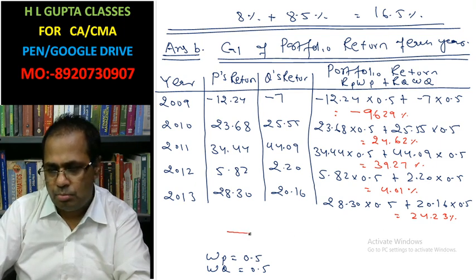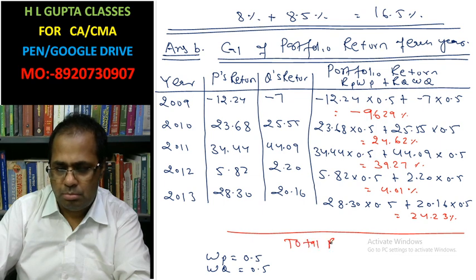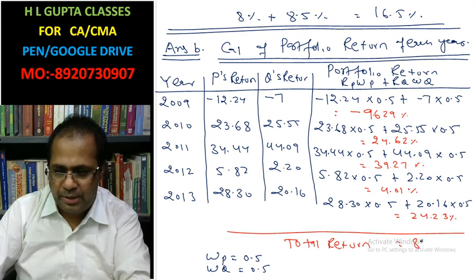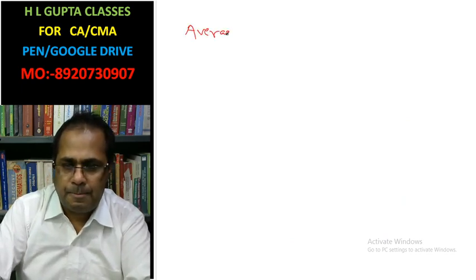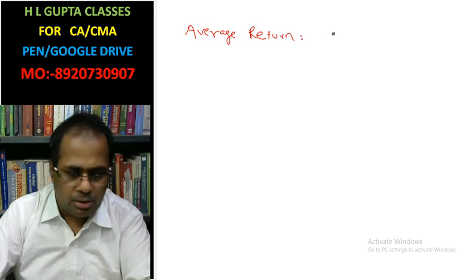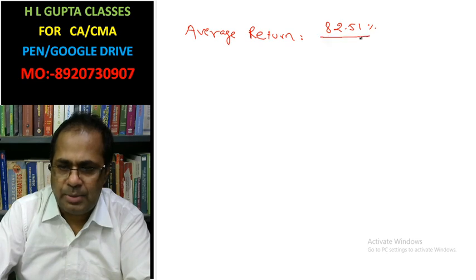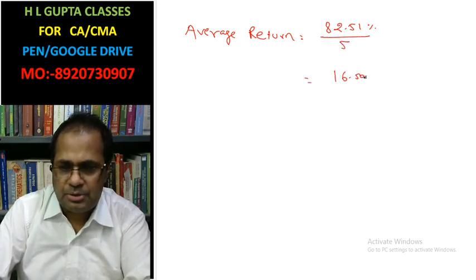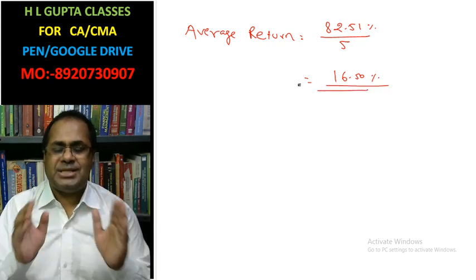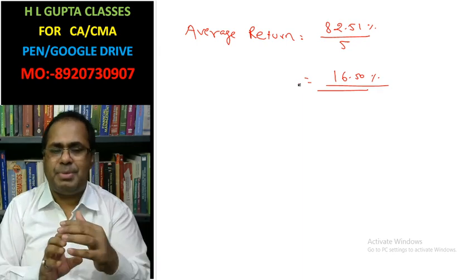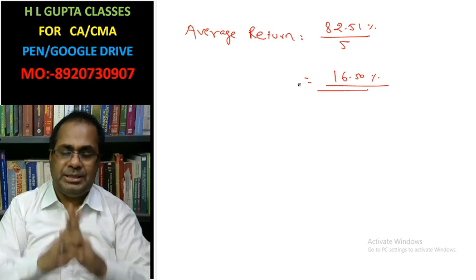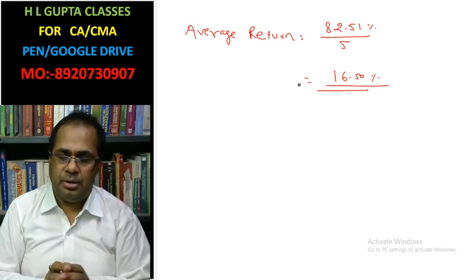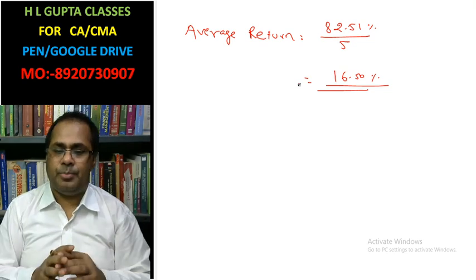Now what will be the total return? In total you will get 82.51%. Thereafter you have to calculate the average return: 82.51% divided by 5 is 16.50%. This is the average return. So what is the difference between the first part and the second part? In the first part you calculated the average return first, and thereafter the portfolio return. In the second part you calculated the portfolio return of each year, and at the end the average return.